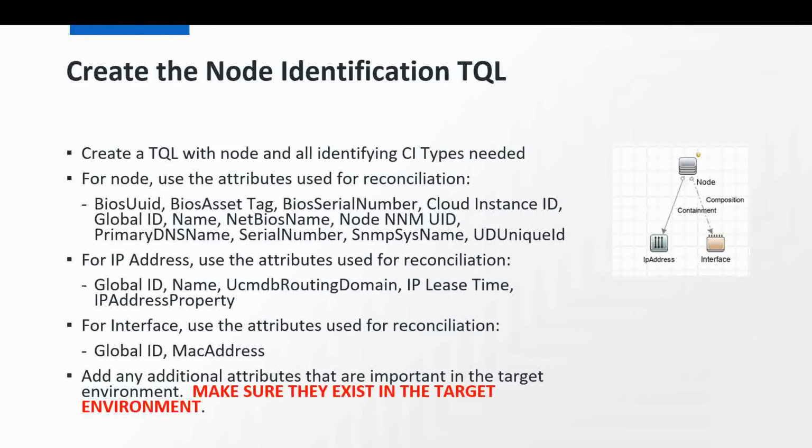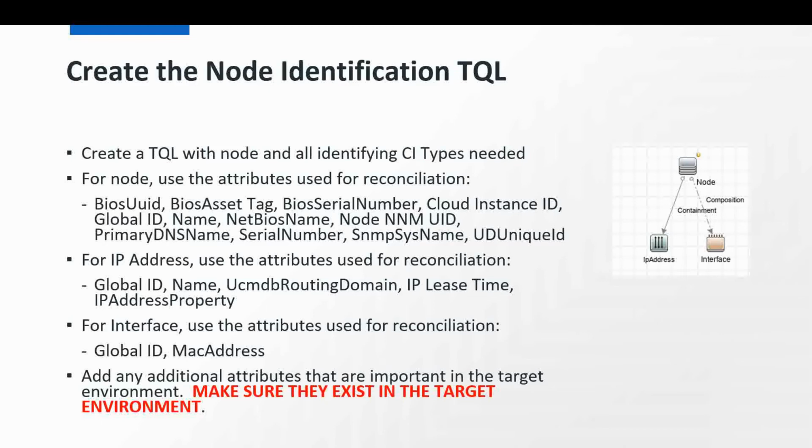For the IP address, use the attributes also used for reconciliation: Global ID, name, UCMDB routing domain, IP lease time, IP address property. For interfaces, we'll need the global ID and the MAC address at a minimum, but you probably want to also select all of the interface attributes.